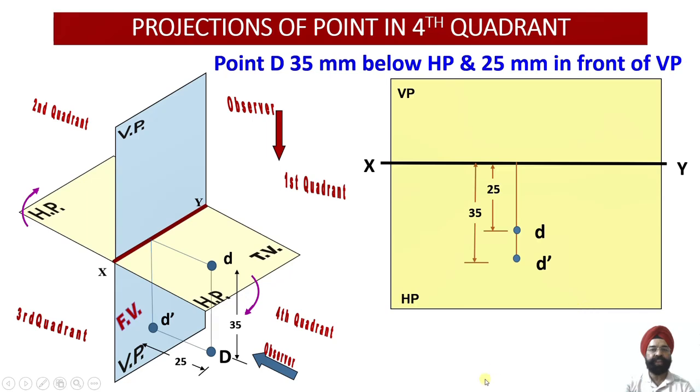In the present situation, my projections have been drawn below the XY line. Whatever happens, whether the distances from HP and VP are the same or different, both these projections will be drawn below my XY reference line. So this is the projection of the point D, which was lying in my quadrant number 4. So this is the fourth case.